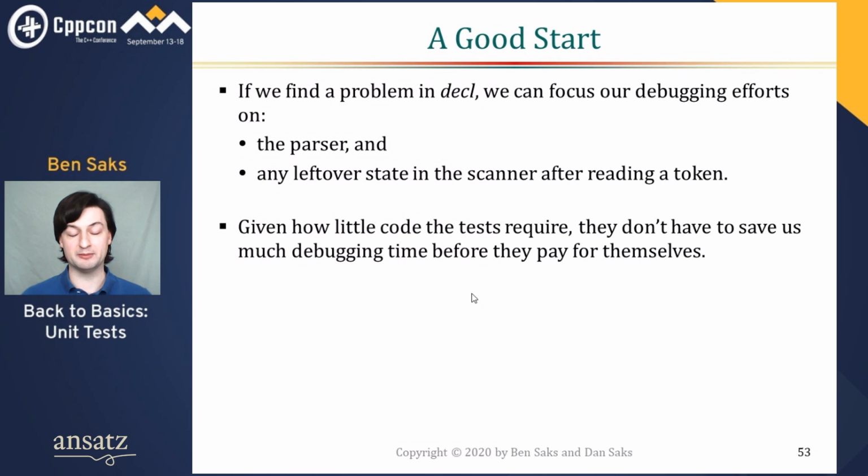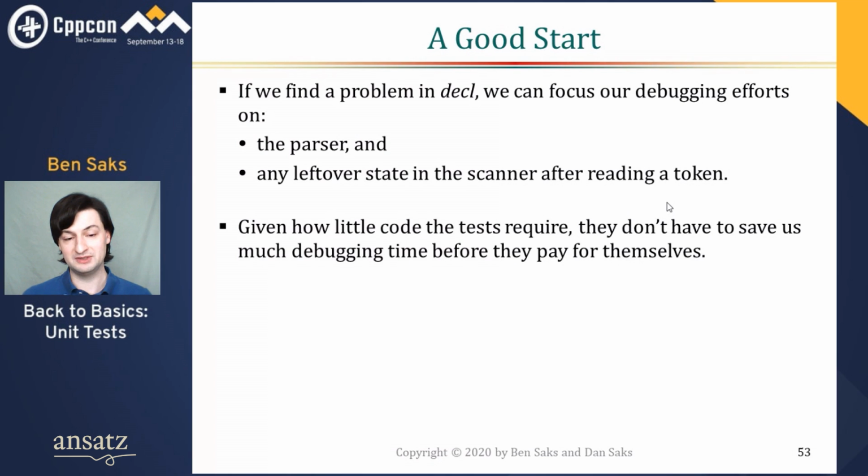So in this case, we'd be able to focus our debugging efforts on the parser. We haven't tested that yet, so the problem could be there. Or it's possible that the scanner has some leftover state information in it after reading a token, and that for multi-token input, because we haven't tested that yet, that might be a thing that throws off the program. But for what we've got, that's not a bad start.